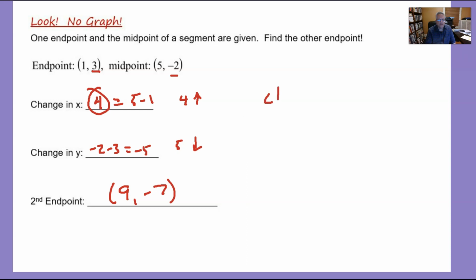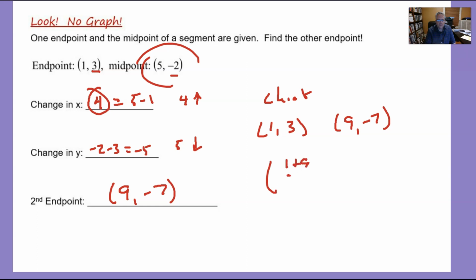So we can check our work. So we're saying the two endpoints are 1, 3, and 9, -7. If I find the midpoint, it should be 5, -2. So 1 plus 9 divided by 2 is the x-coordinate. 3 plus -7 divided by 2 is the y-coordinate. That's 10 divided by 2, which is 5. And negative 4 divided by 2, which is negative 2, it checks out. So the secret is figuring out how we went from one endpoint to the midpoint and just doing that again.